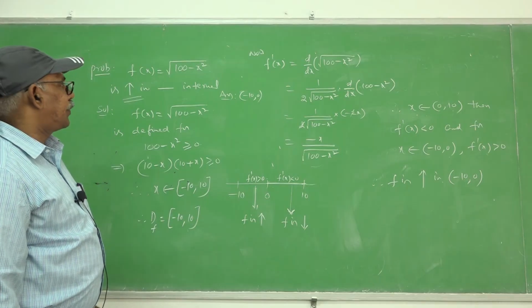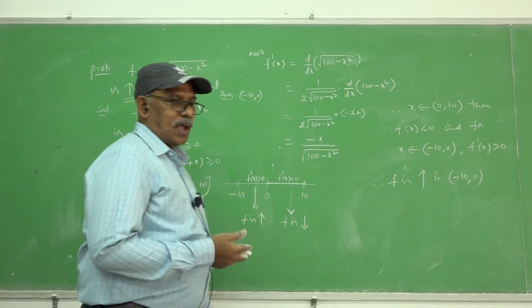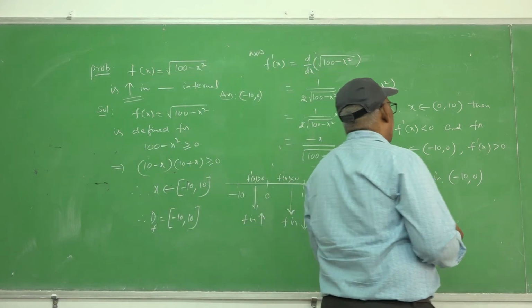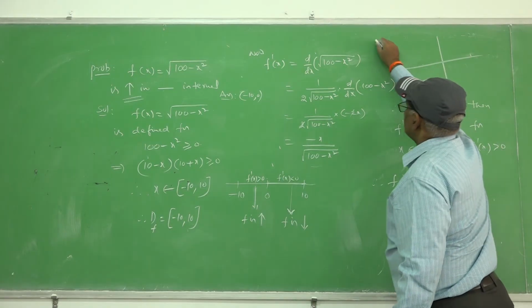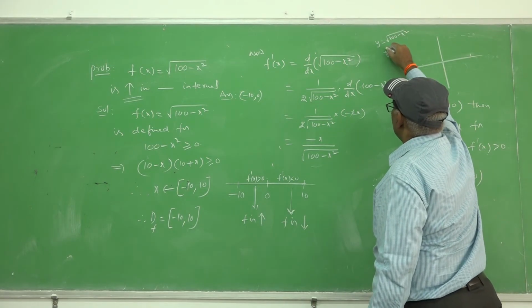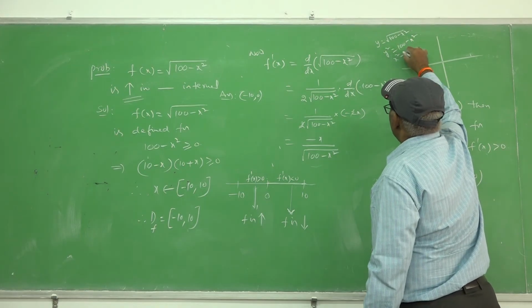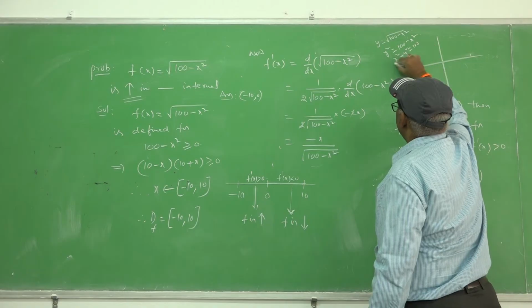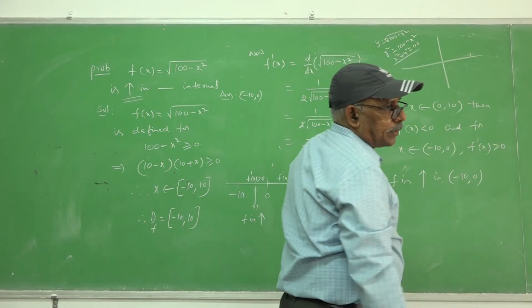You can observe this function graphically. I will draw the graph of this function f(x) equal to root over 100 minus x square. Let us consider y equal to square root of 100 minus x square. Squaring, 100 minus x square is y square, so that x square plus y square equal to 100. Only I am taking the positive sign for y.